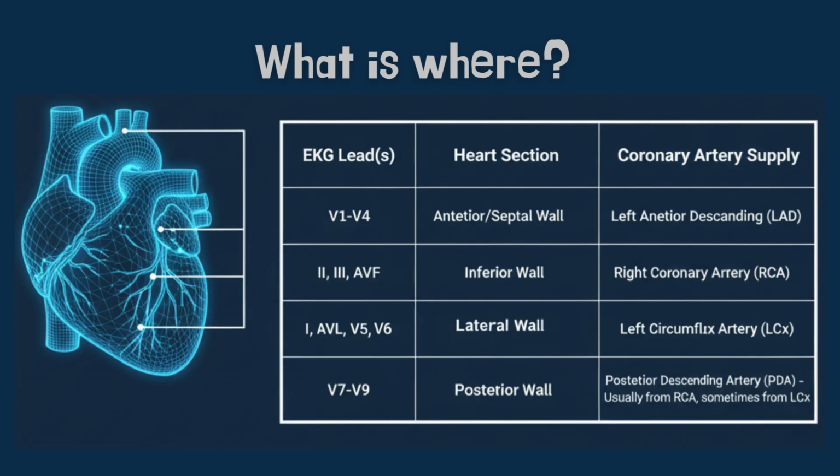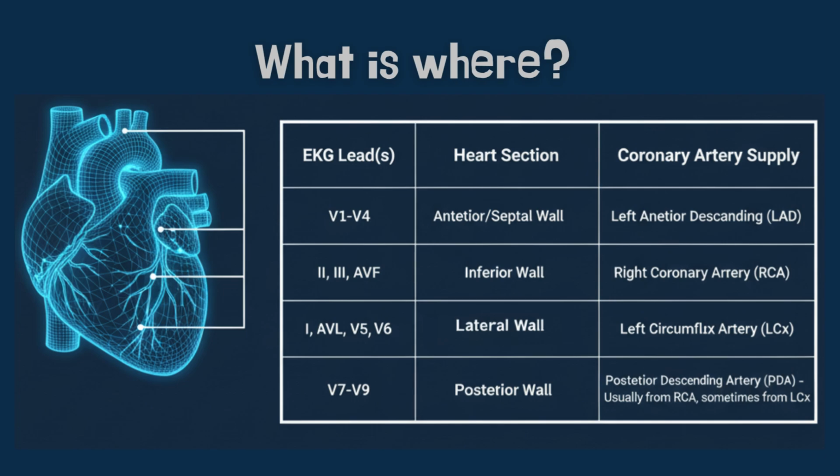So now that we understand the different types of ACS, let's talk about localization and why it's important. Here's how to read the territories. V1 through V4 is our anterior wall. It's supplied by the left anterior descending artery. 2, 3, and AVF is our inferior wall, and it's supplied by the right coronary artery. 1, AVL, V5, and V6 are our lateral wall, and it's supplied by the left circumflex artery. And V7, V8, V9, our posterior wall, is supplied by the posterior descending artery.